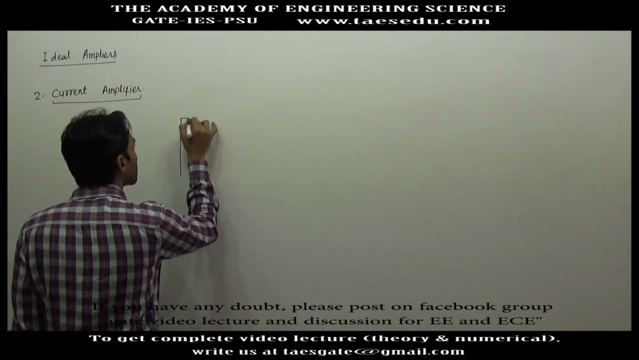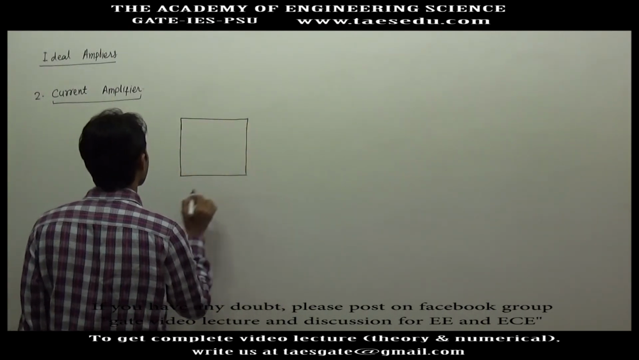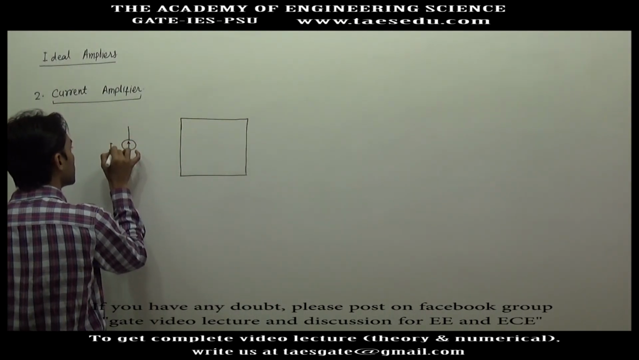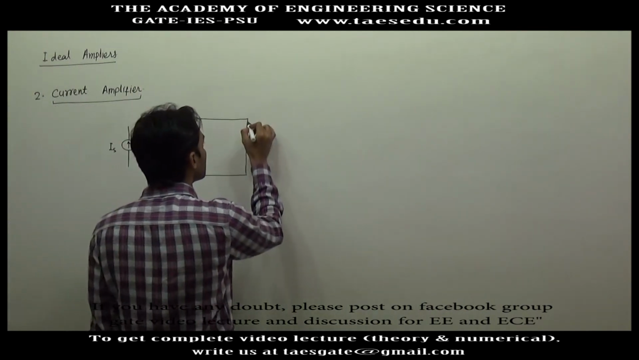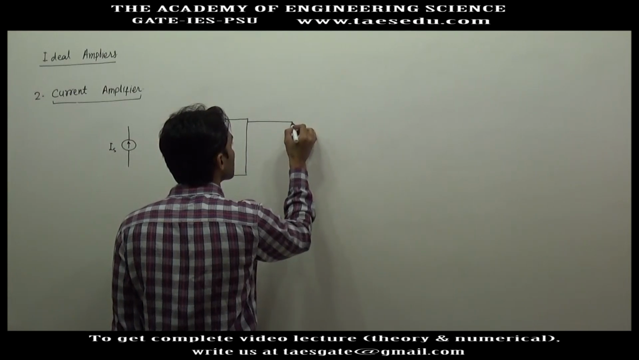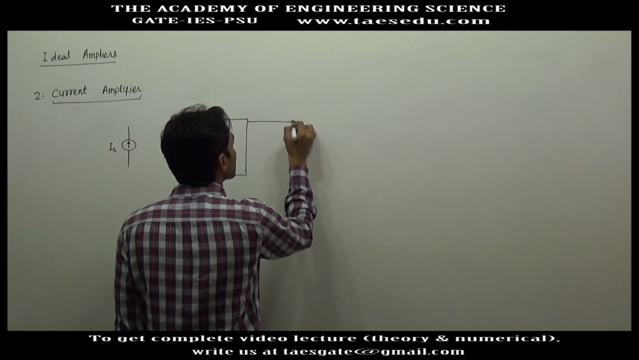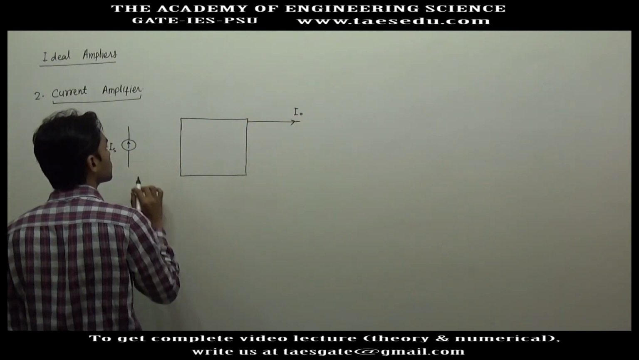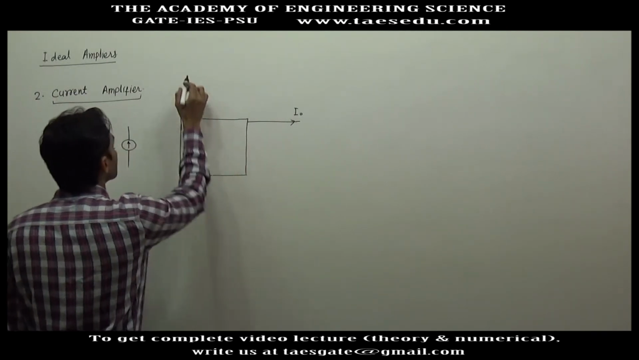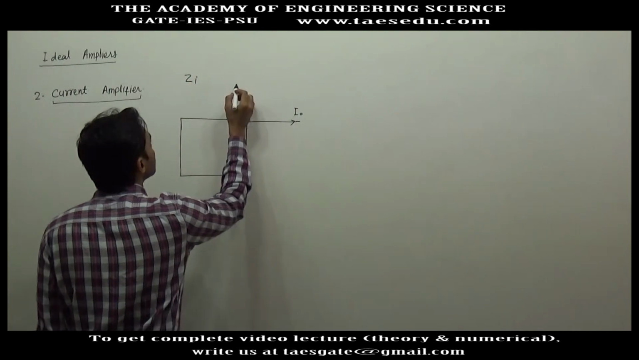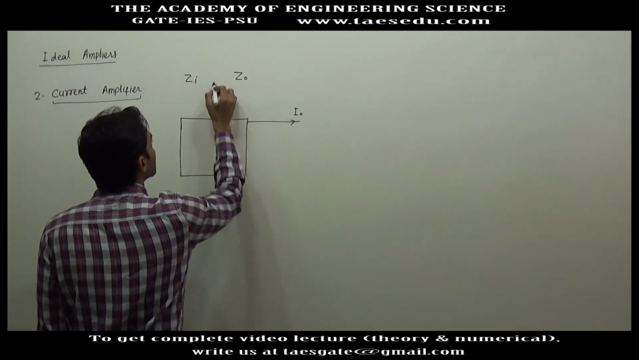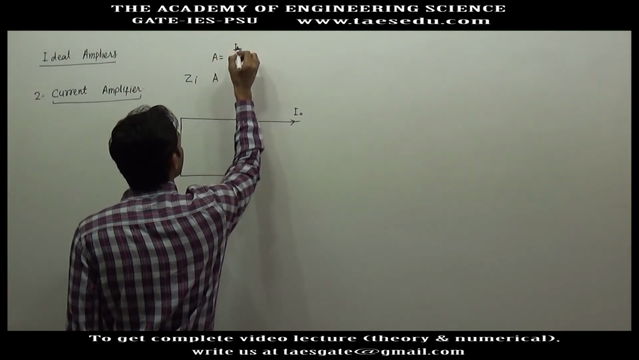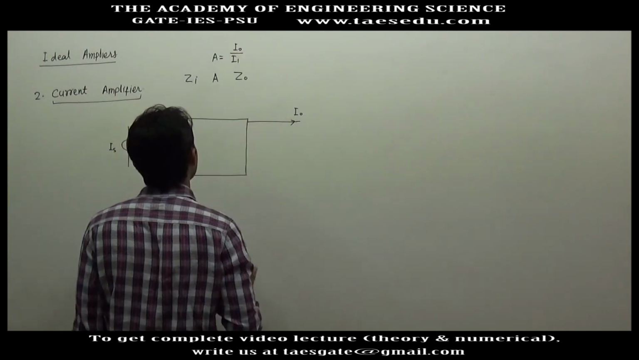We will have an amplifier in which there will be a current source Is, and in the output we will expect an amplified current. Let's say this is I0, and this is current amplifier. Let's say this has a finite input impedance Zi, finite output impedance Z0, and current amplification A. A is nothing but output current of amplifier divided by input current of amplifier.